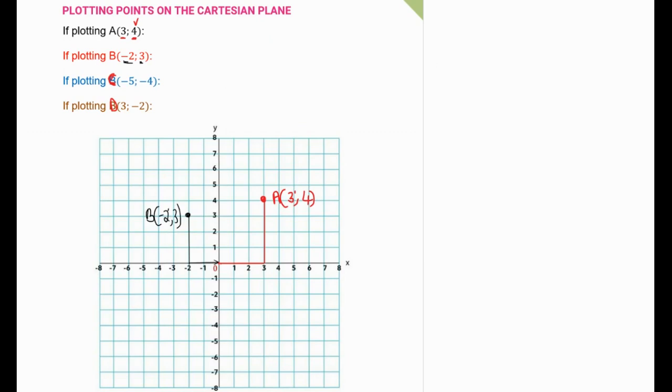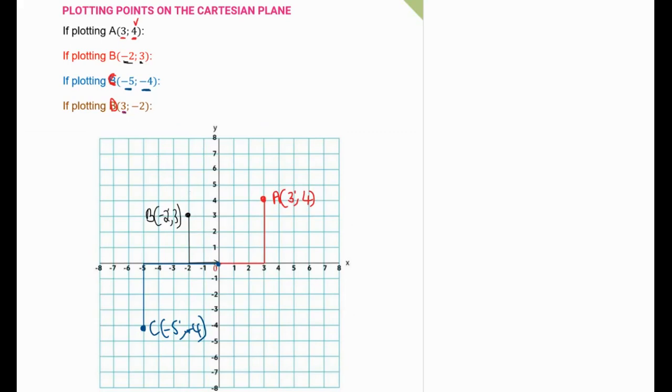And then let's do point C. The x coordinate is -5. So we start from the origin, always start from the origin, and we move 5 units to the left: 1, 2, 3, 4, 5. And then we have the y coordinate, which is -4. If y is negative, we move downwards, 4 units downwards: 1, 2, 3, 4. So this is C, which is -5, -4.